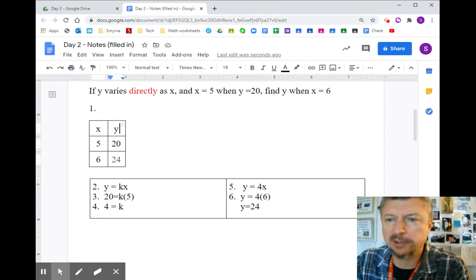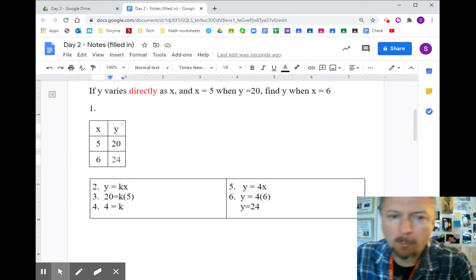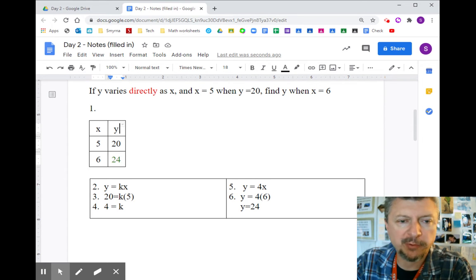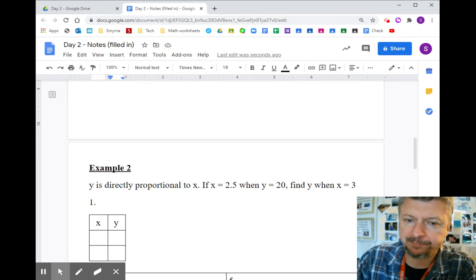All right, so that was number 1. I had to pause to get a cough drop. Okay, here we go. Number 2.